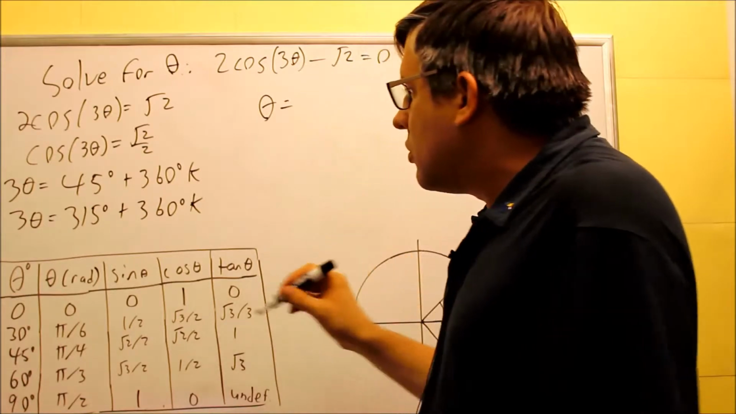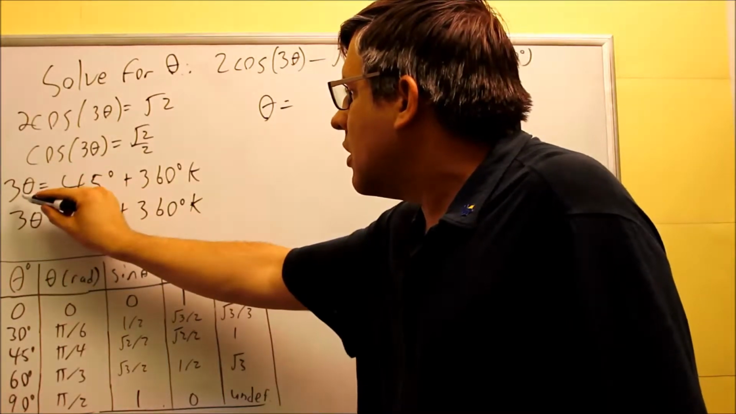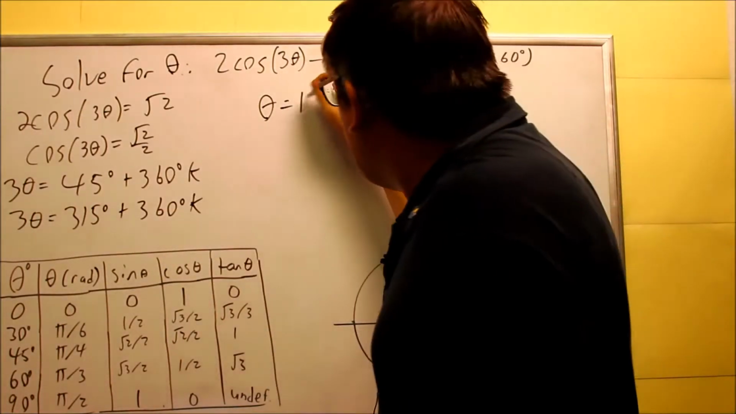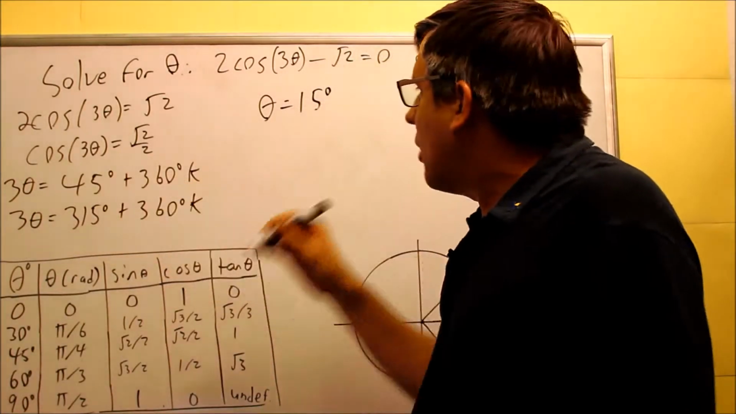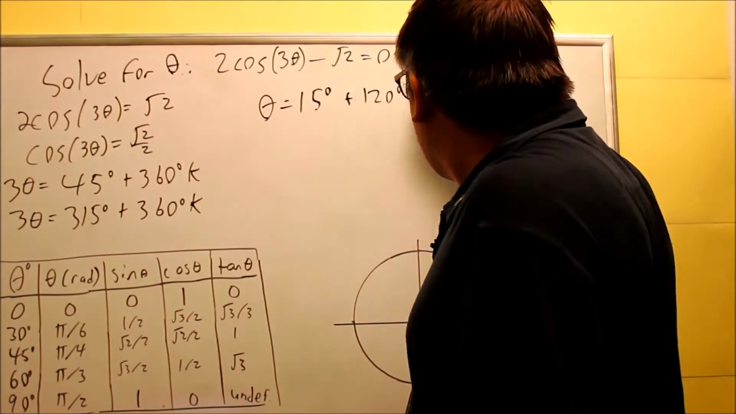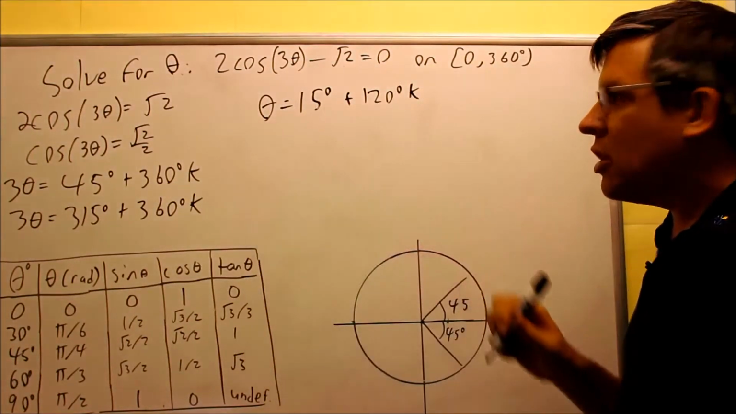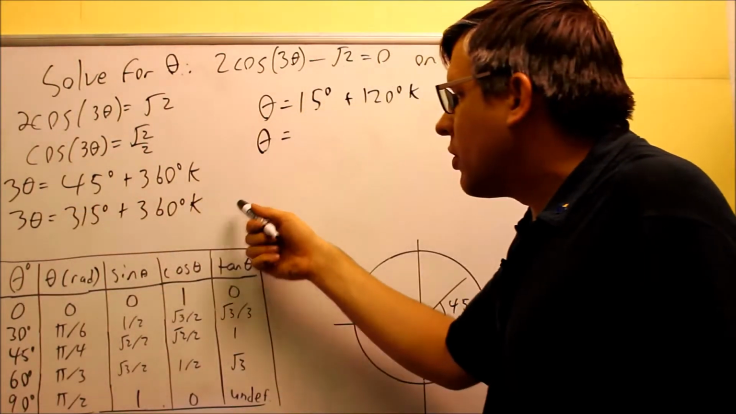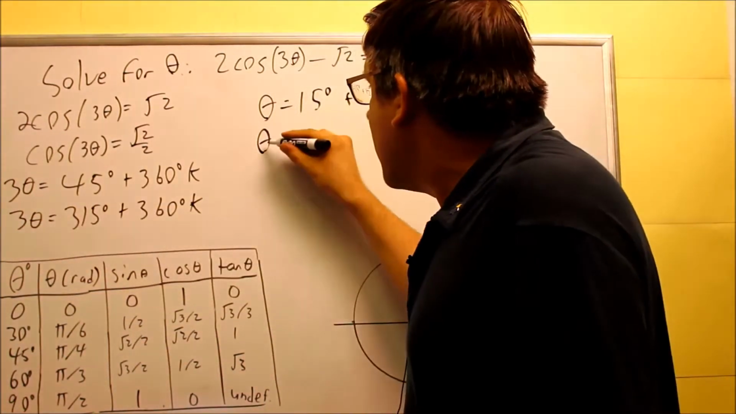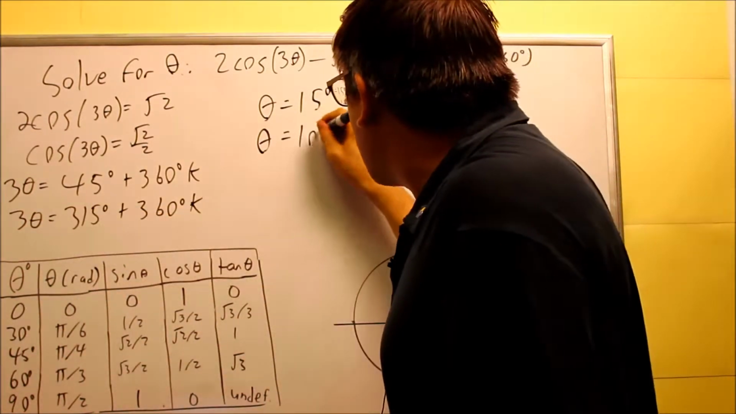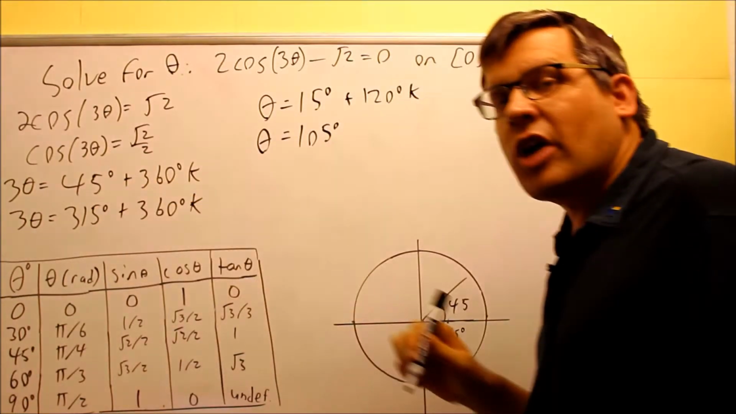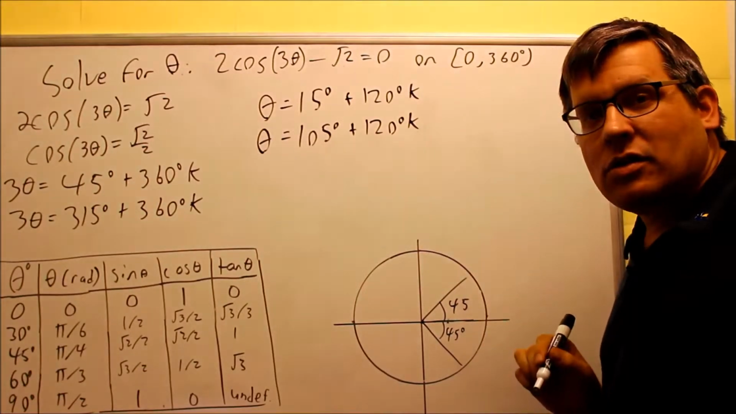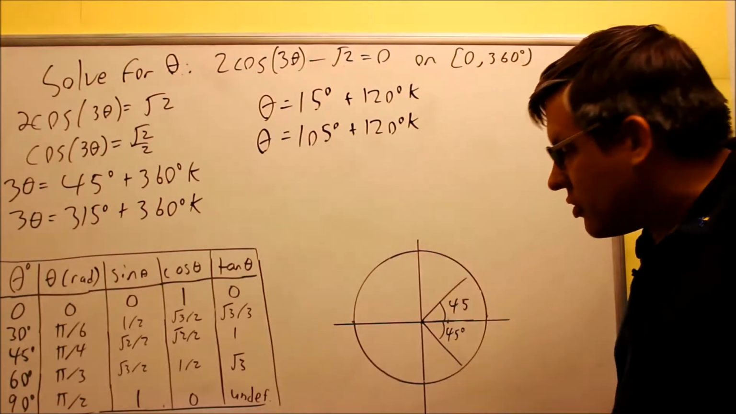We get theta is equal to, okay, 3 theta divided by 3 is theta. 45 divided by 3 is 15 degrees. 360 divided by 3 is 120. So here's my first solution. I get 15 degrees plus 120k. Here's the second one. Divide this one through by 3. 3 theta divided by 3 is theta. 315 divided by 3 is 105. And 360 divided by 3 is, again, 120. So these are my two general solutions, I should say, for that.